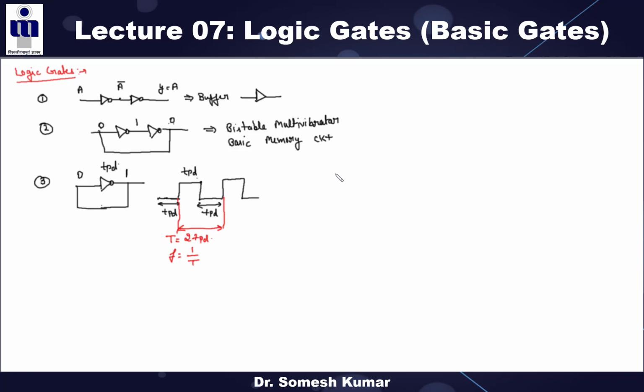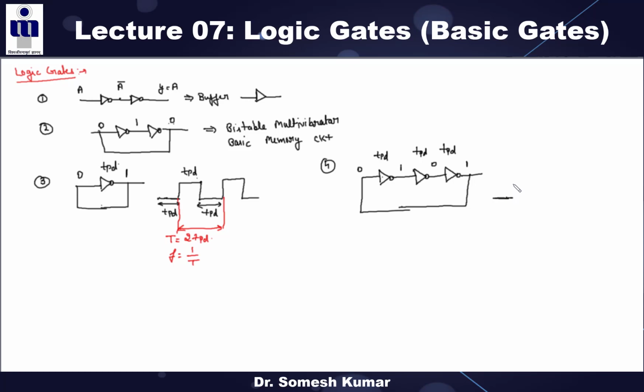Similarly, in the next circuit, if we connect 3 NOT gates, for example, what is the time period of the pulse generated from this circuit? Every NOT gate has a delay of TPD. What is the time period of the square pulse generated from this circuit? See, if 0 is given, here 1 after 1 TPD, here again 0 after 1 TPD, here again 1 after how much time?